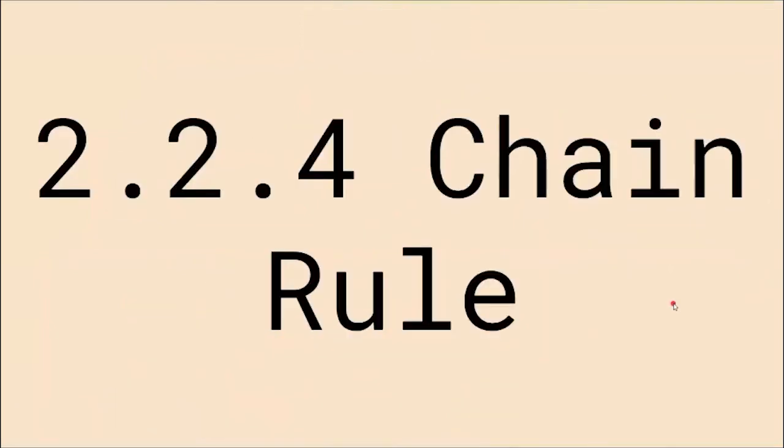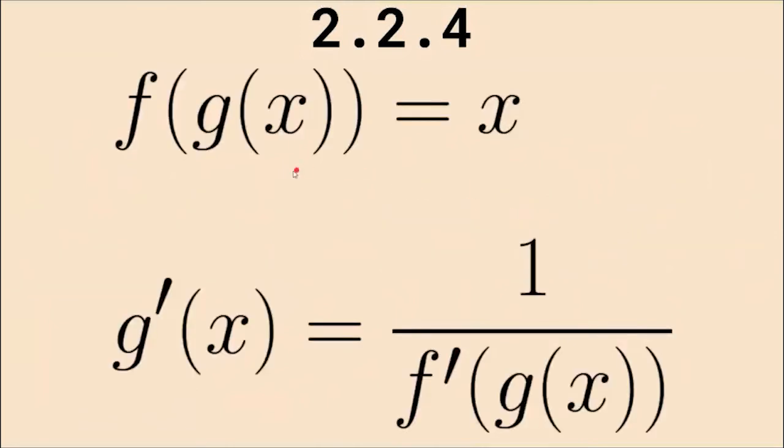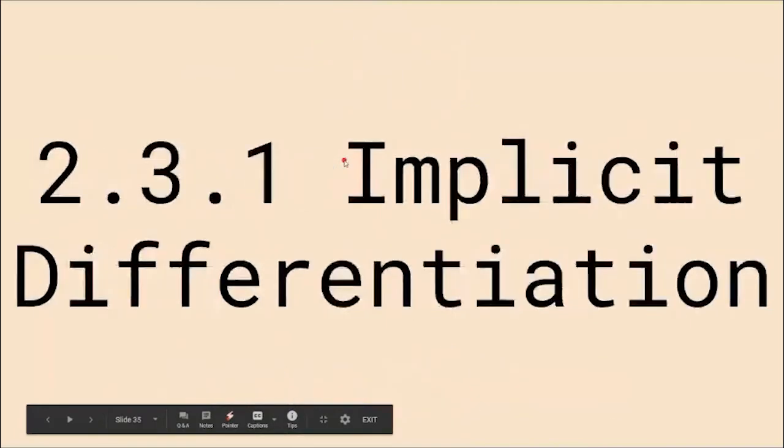Okay. Then there's chain rule. This is when you do the derivative of a composite function. So if you notice, f of g of x, g is inside f. So it's a composite function. There's a formula for it. Okay. Here's a formula for the inverse function derivative. 2.3, the last thing is implicit differentiation.